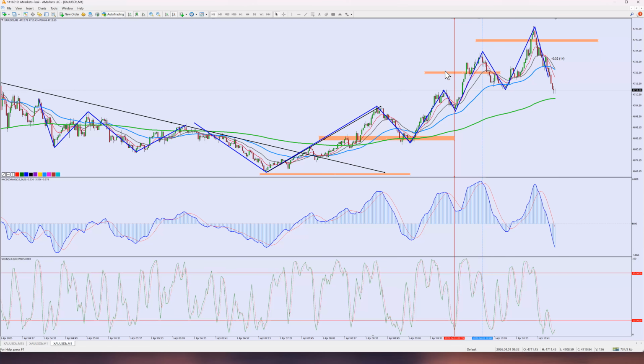Your second target, whenever you hit the first target, you can close half of your trade, you can move your stop loss to break even, you can do a lot of things. Whatever your money management says, whatever your checklist says, you follow that. I normally move my stop loss to break even, and I let the profit run. Or you can close all of your trade if you don't want to keep going like that. You don't know what's gonna happen.